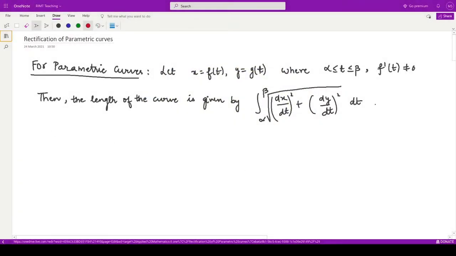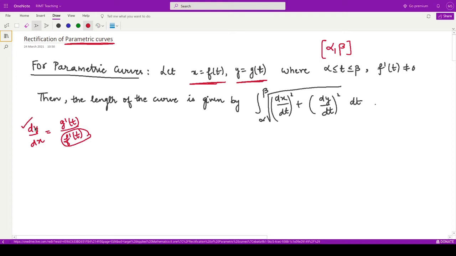So here we will talk about how to find the length of the curve for parametric curves. The parametric curves are of this form: x is equal to f of t and y is equal to g of t, where t is defined in some closed interval, say alpha to beta. Moreover, this quantity f dash t should not be equal to 0. Why? Because when you calculate dy by dx, that quantity would simply be g dash t divided by f dash t. So this term should not be equal to 0 for this to exist, right?